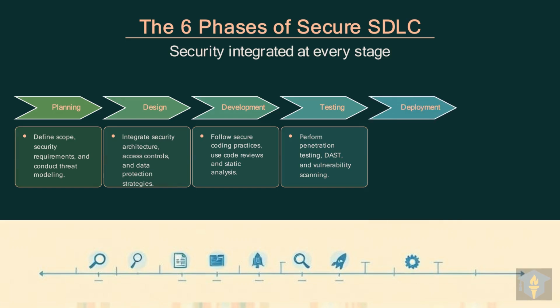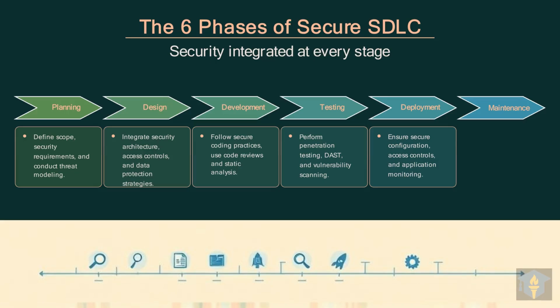After successful testing, the deployment phase focuses on securely launching the application. We ensure secure configurations, proper access controls, and robust application monitoring from day one. Finally, the maintenance phase is an ongoing process to keep the application secure. This involves continuous monitoring, patching vulnerabilities promptly, and conducting regular security audits.